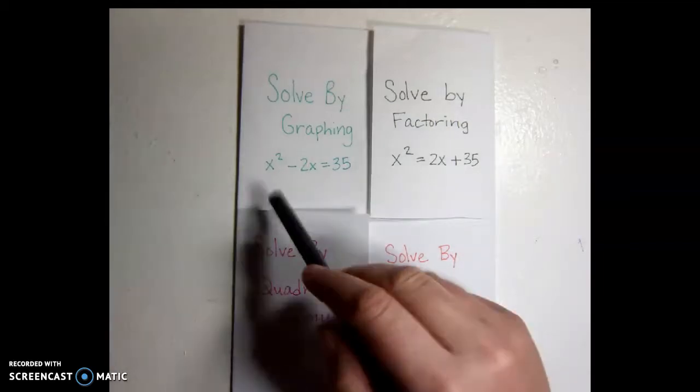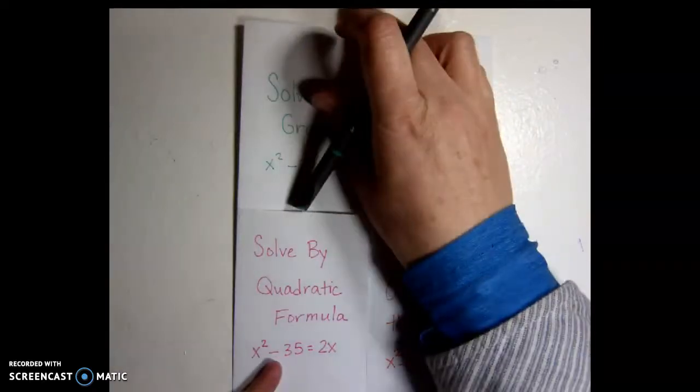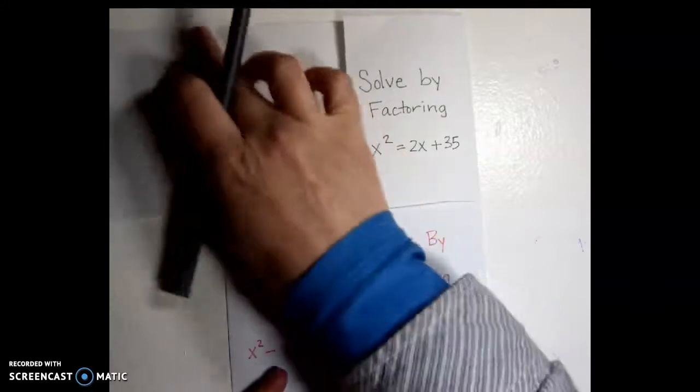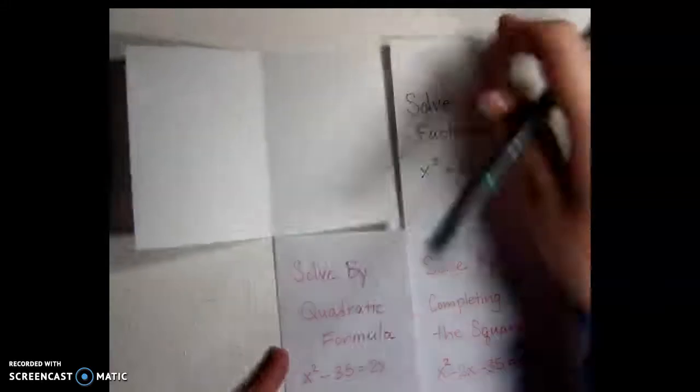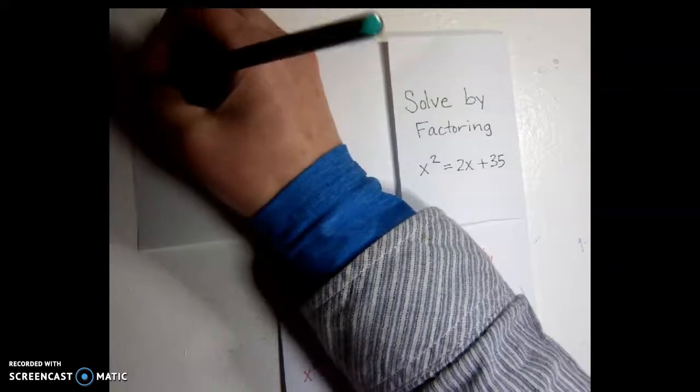So we're going to look at this quadratic equation, x squared minus 2x equals 35, and we're going to solve that by graphing. I'm going to write down the steps, and I'm also going to pull up a calculator so that we can graph it. The first thing we want to do if we're solving by graphing is write the quadratic in standard form.